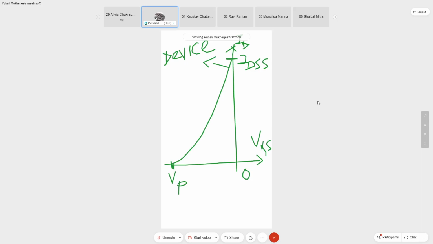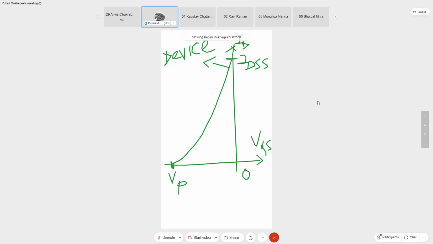Where I will draw the line, it becomes clear with a numerical. This is IDQ, and this is the point where you have dropped down the vertical from the Q point. This would be called your VGSQ.